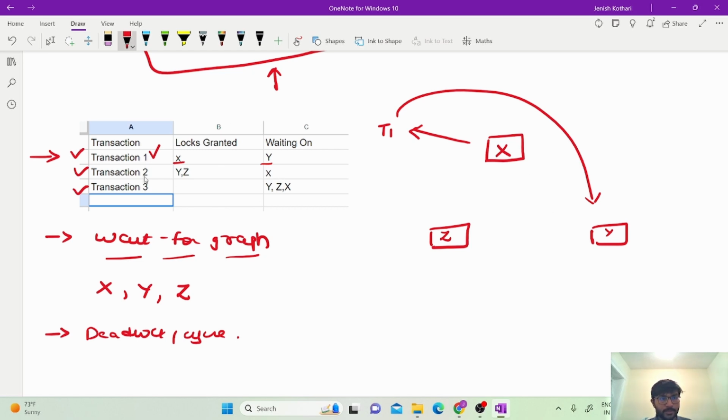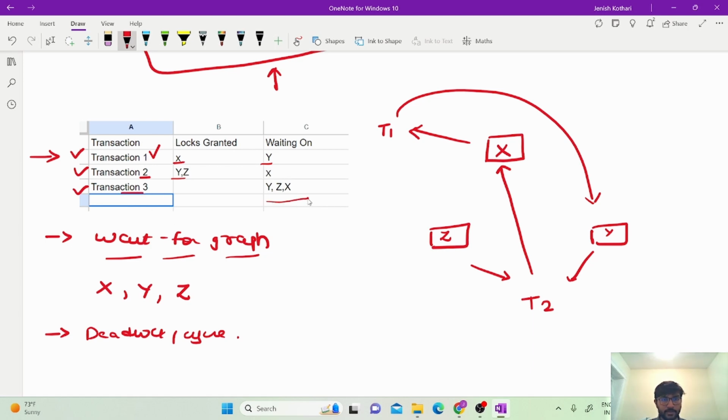Now we'll move to transaction 2. Transaction 2 has two locks assigned to it, which are Y and Z, and it requires X. So let's first design T2. Z and Y, both resources, are currently assigned to T2, and T2 also requires resource X. So this is the graph for it. It is very simple.